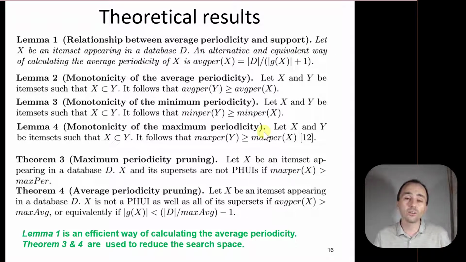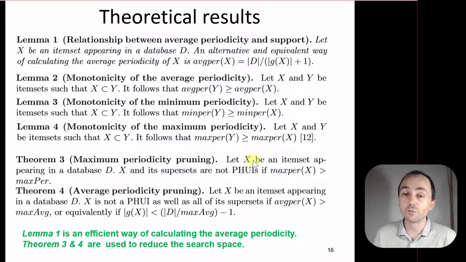So there are also some more theoretical details about this, okay? I will not explain all the details here. I just want to give you the main idea. But if you want more details, you could check the paper for the proofs and everything. So here we have some theorems we will use in the algorithm to reduce the search space, okay? So I will just tell the basic idea, okay?